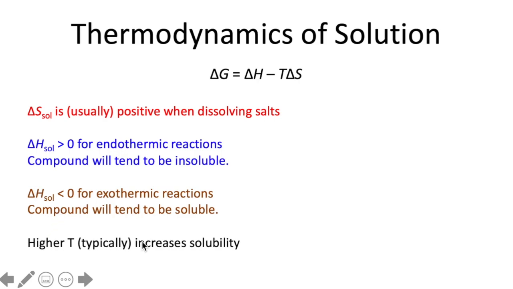But it can also depend on our temperature. Typically, a higher temperature will increase the solubility because it's that T delta S piece. If I have a favorable entropy and I raise my temperature, then this piece gets bigger and bigger and bigger. That's going to make our delta G more negative, and make it more spontaneous.